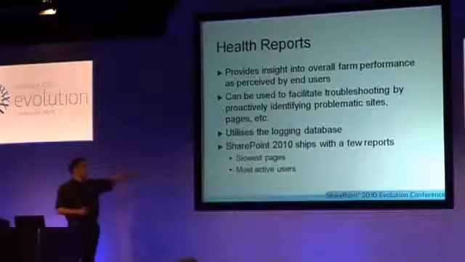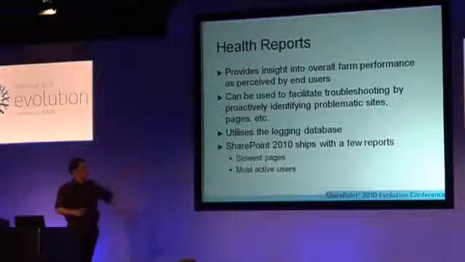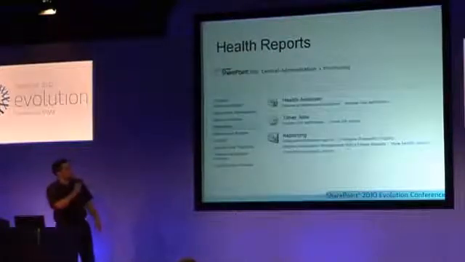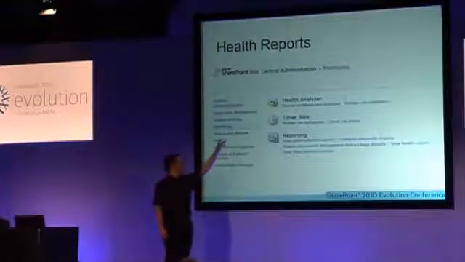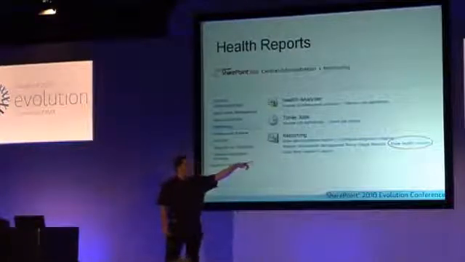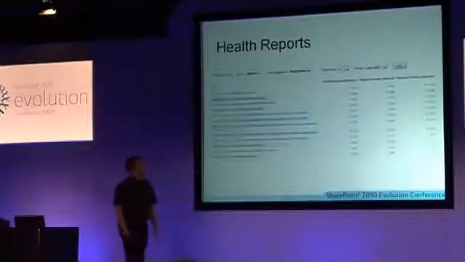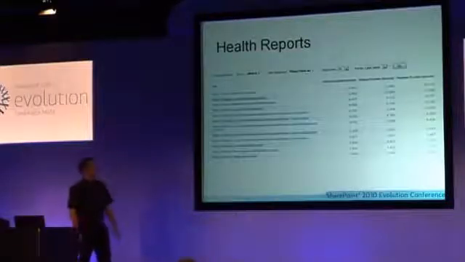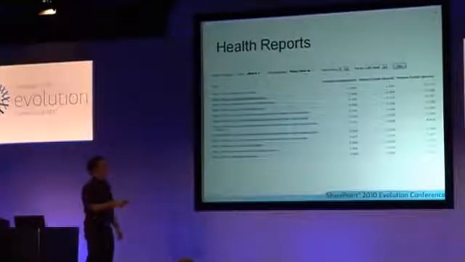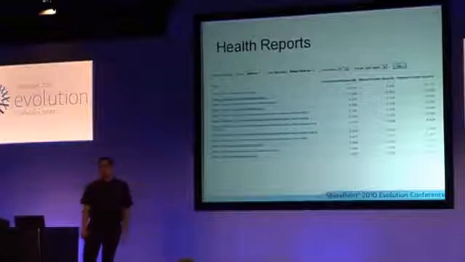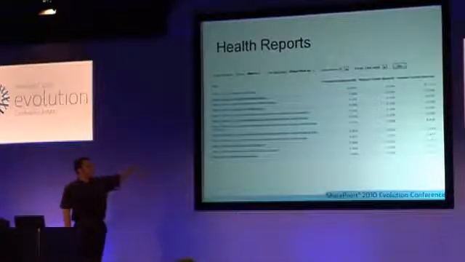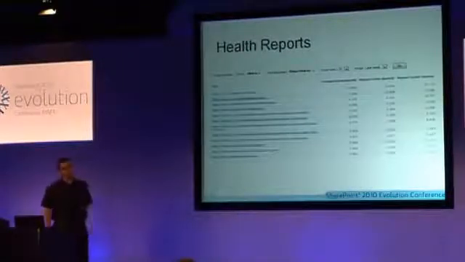SharePoint ships with those two reports out of the box. I'll show you a quick screenshot of that. In Central Admin, if you go to the reporting section under monitoring and hit view health reports, you'll get a report like this. So this is the slowest pages. You can see here in this case, we've got 22.991 average duration for the home page. I think I was just warming up the server at that point. And you can see the maximum was 91 seconds.